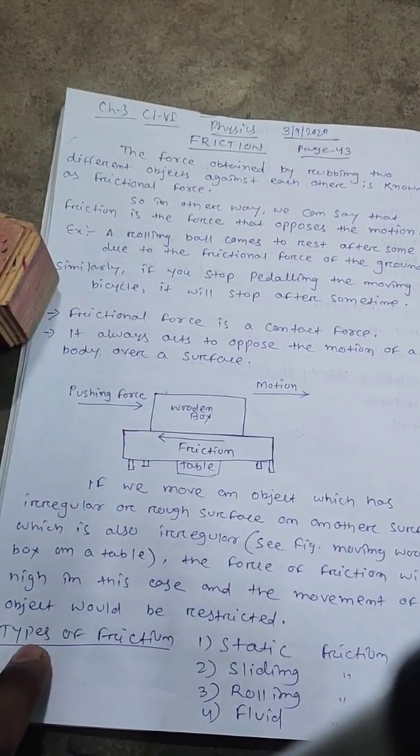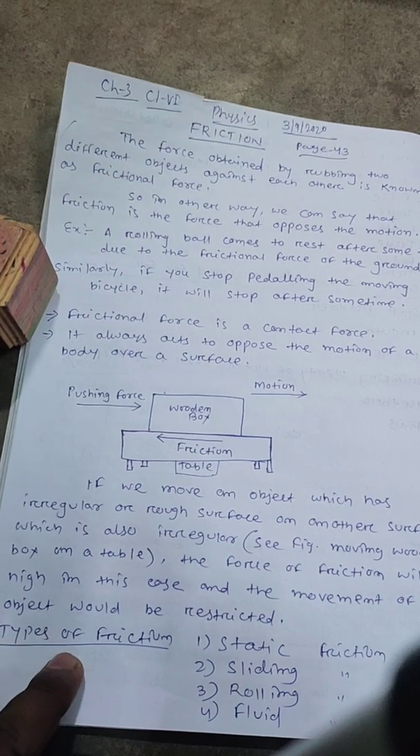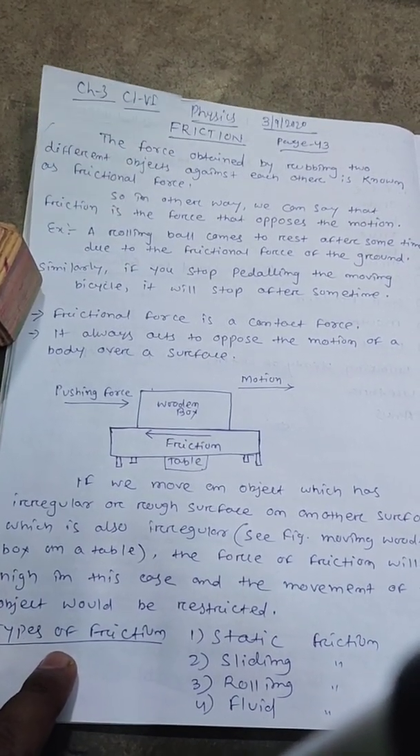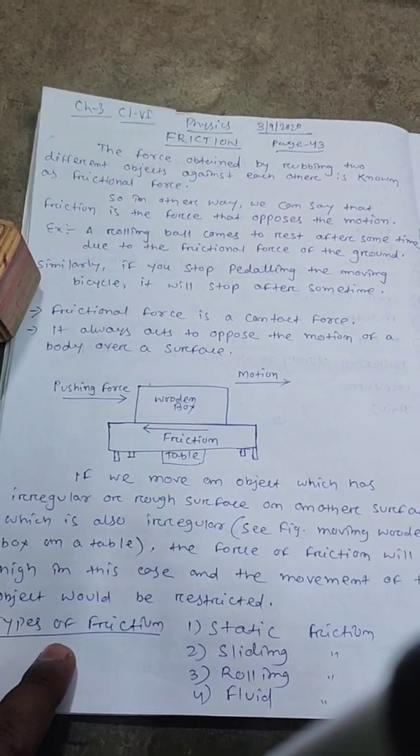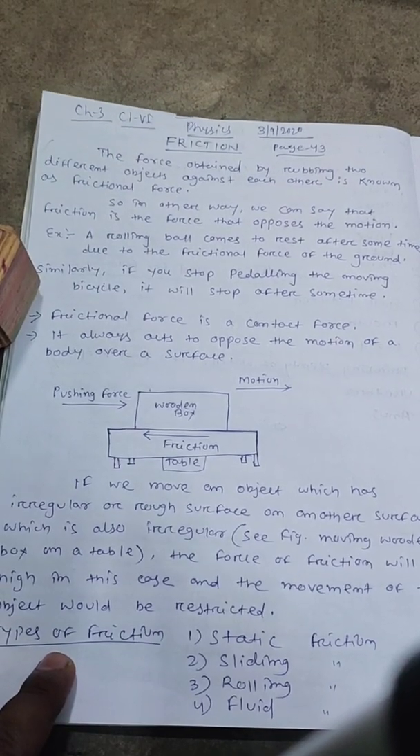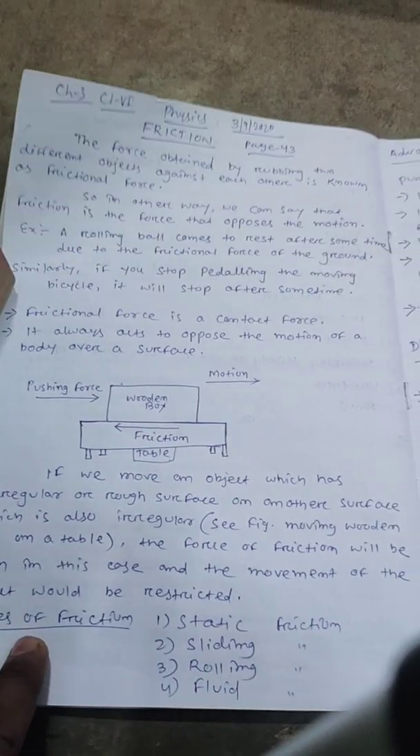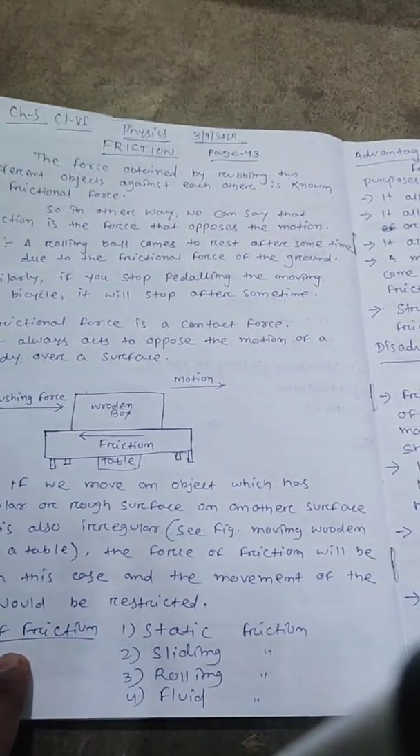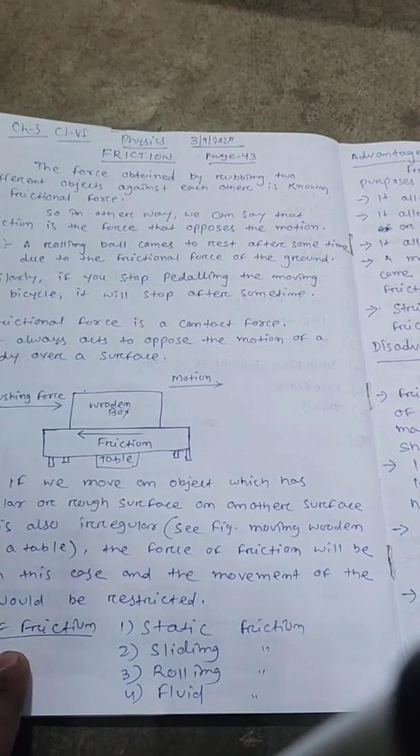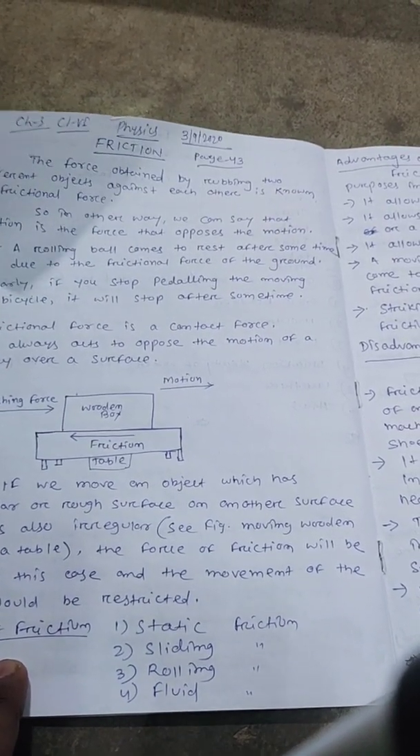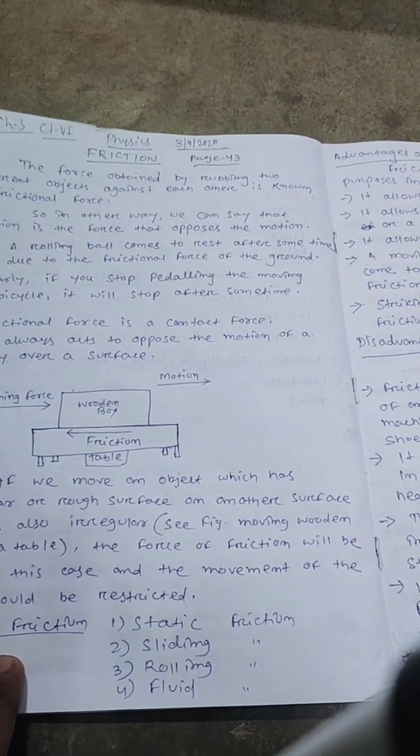The types of friction are not in your book, but you have to learn the types of friction to understand friction better, and to know the advantages and disadvantages of friction better. There are various types of friction: static friction, sliding friction, rolling friction, and fluid friction. Mainly four types of friction are there.